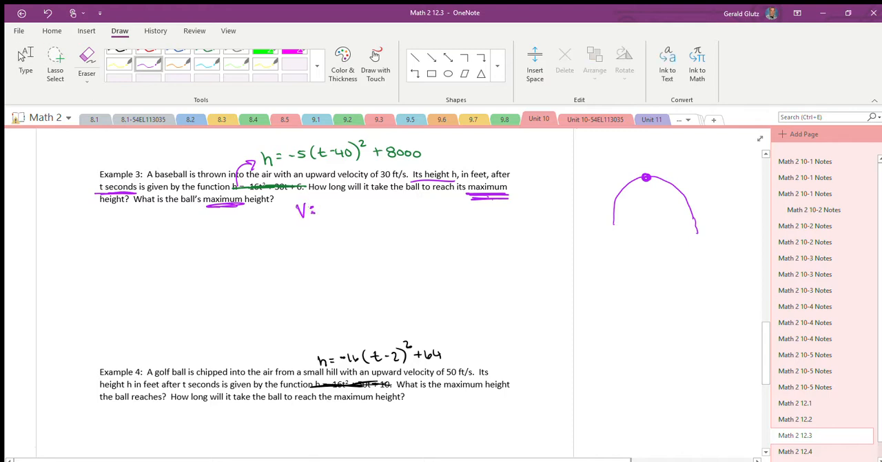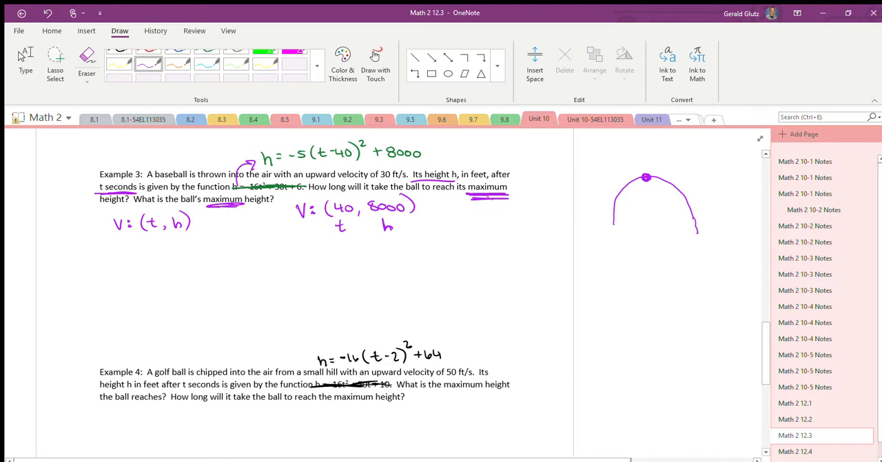So the vertex is this number, but change the sign, so 40, comma 8,000. So notice that t is in the place of x, h is in the place of y. So our vertex is going to look like this. So whatever t is, and then whatever h is. So t is going to be the time, h is going to be the height. So here we have t and h.